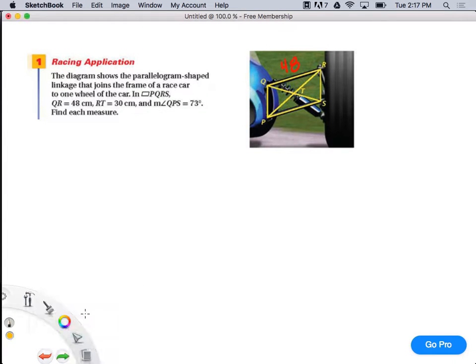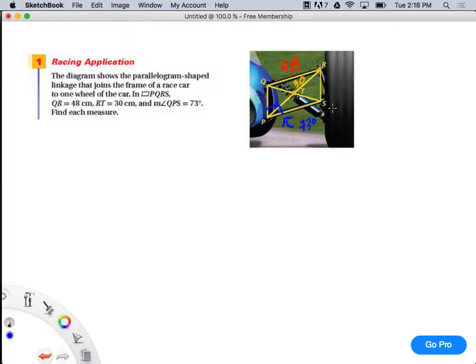I'll use yellow so you can see it. 30 from here to here. From here to here. You see that? RT. Here's R, here's T. So RT is 30. And the measure of angle QPS, that's here, not UPS, but QPS. QPS is 73 degrees. Okay, find each other measure.